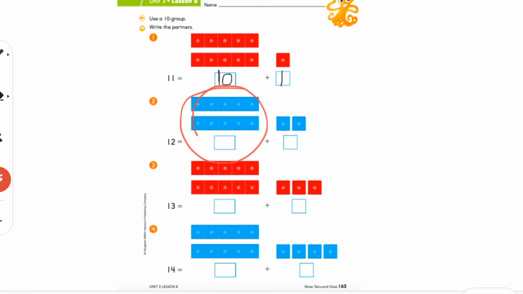All right, how many are in this first partner? It should be easy peasy. Yes, there are 10 because we see 2 5 groups, and 2 5 groups equal that number 10. So I'm going to write it in the box. Then how many are in this second partner? There's 2. We can count them. 1, 2. Or we can visually see them and count them in our brains. So we know that there are 2 in that partner.